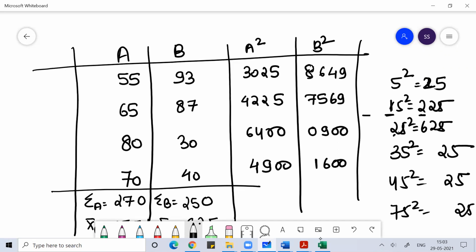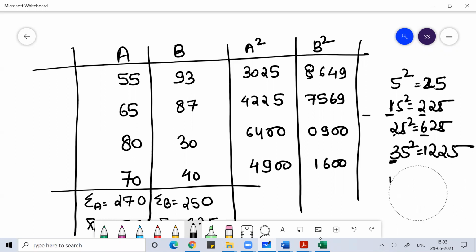What is the next digit to 2? 3. What is 3 twos? 6. What is the next digit to 3? 4. What is 4 threes? 12. What is the next digit to 4? 5. What is 5 fours? 20. What is the next digit to 7? 8. What is 8 sevens? 56.